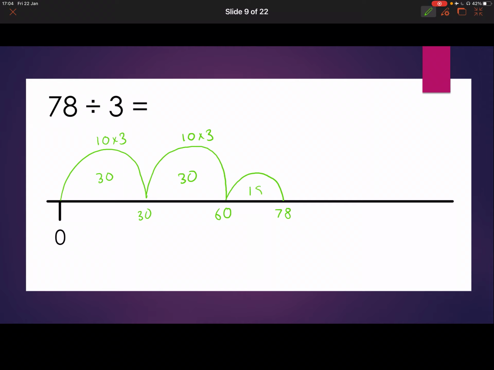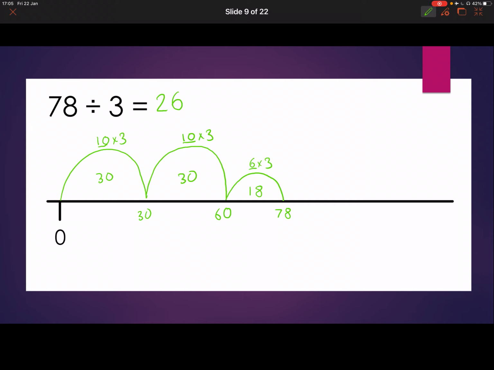Well, that's 18. How many 3's get me to 18? 3, 6, 9, 12, 15, 18. It's 6. That's 6 jumps of 3. So I did 10 jumps, another 10 jumps, that's 20, and 6 jumps, that's 26.